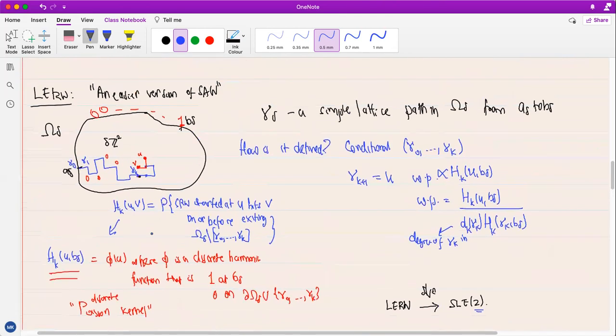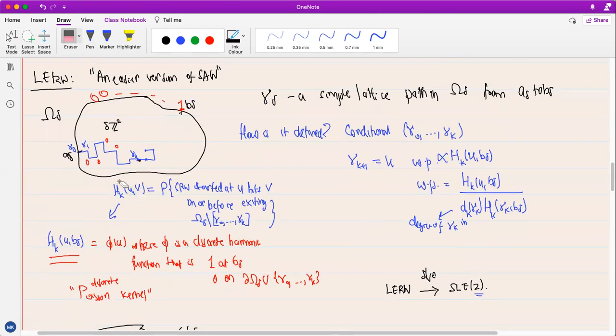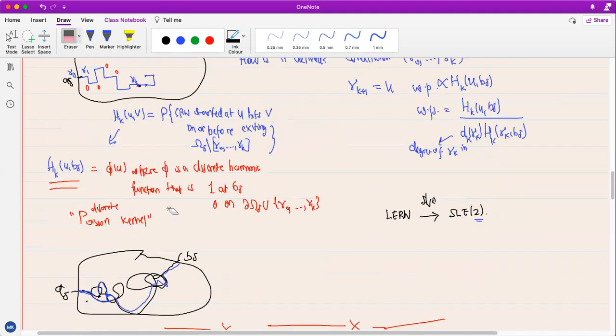I described how it develops each step, okay? One equivalent way of doing it. I described two ways of doing it, and this is a slightly third way, if you want. One is I gave these Poisson kernels in terms of which it develops, and another is with this loop-erased random walk.